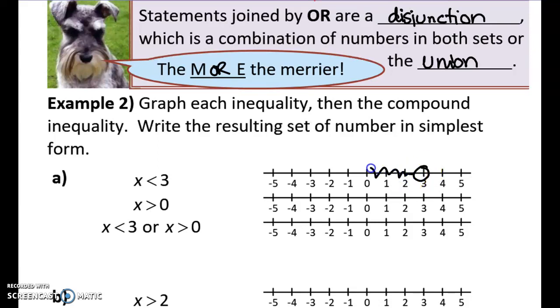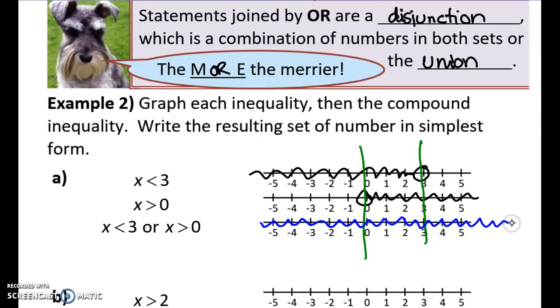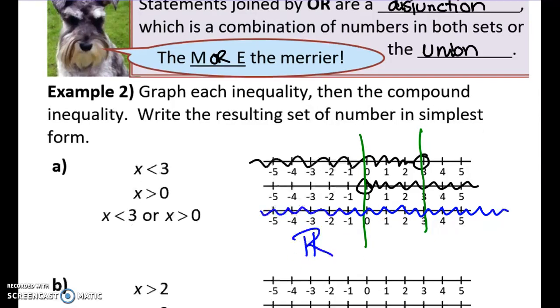Open circle on 3, graphing downward. X is greater than 0, open circle on 0, going upward. I want to take any section where there's any squiggles whatsoever. Well, looking at this, I've got squiggles in this section, and in this section, and in this section. So my answer is all real numbers. All of these are correct.